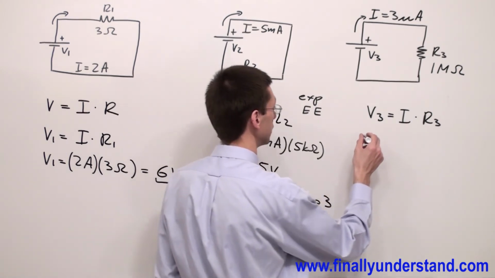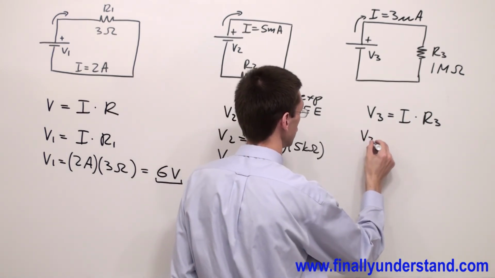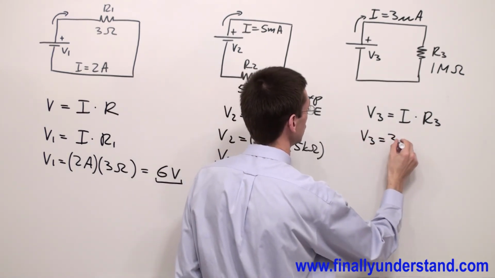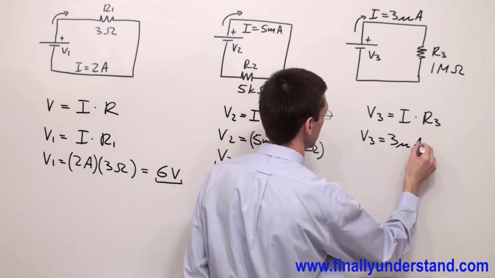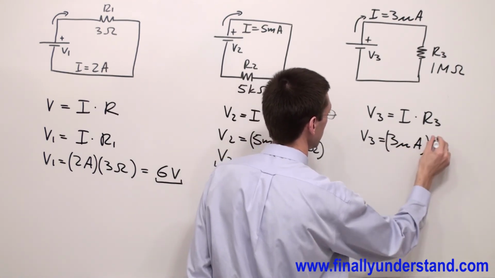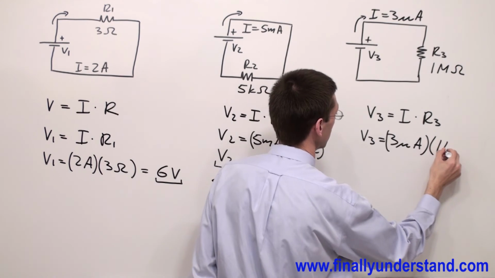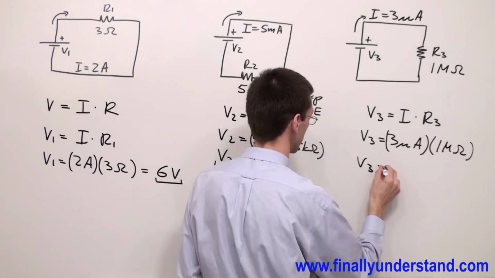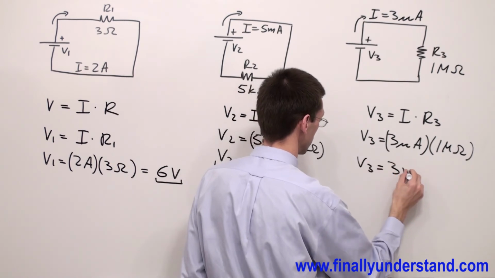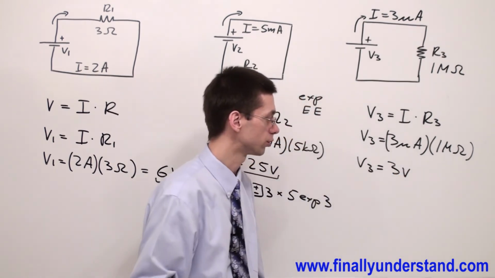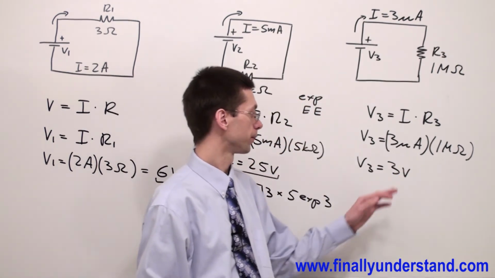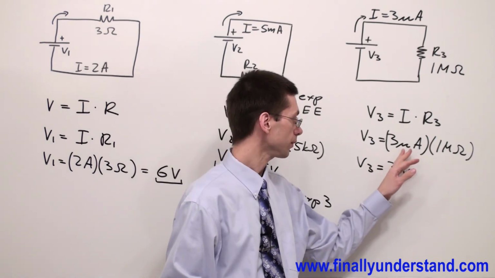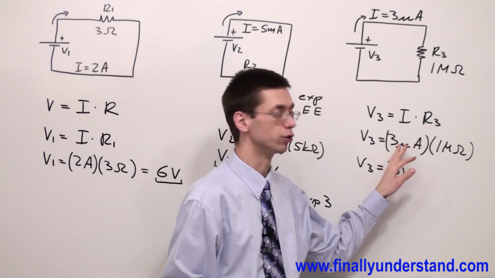enter the numbers. So V3 equals I, 3 microamps, times R3, 1 megaohm. This is equal to 3 volts. Someone is going to ask how come. Simply you're supposed to use the calculator.